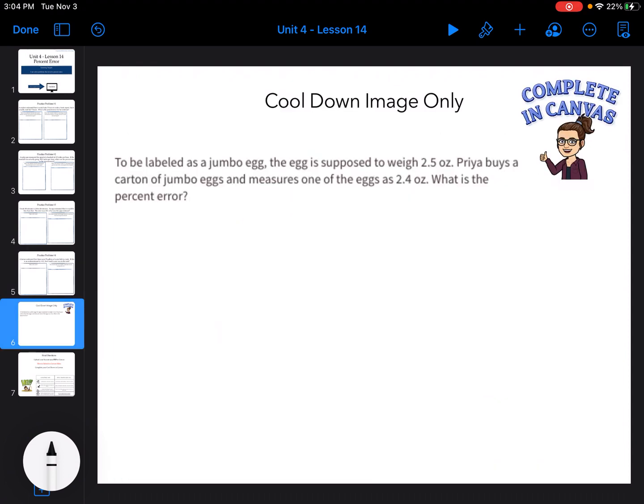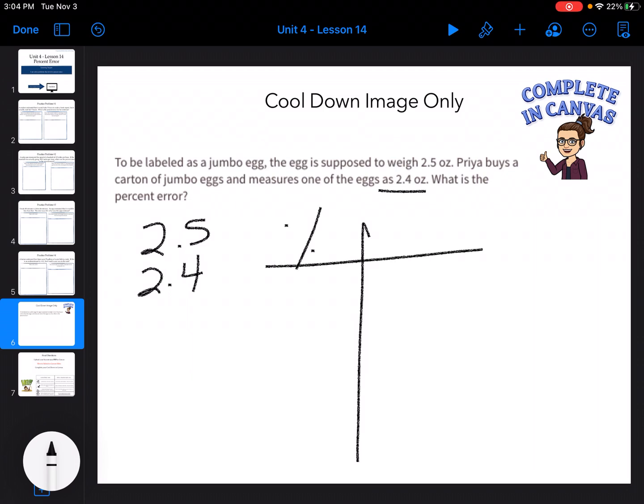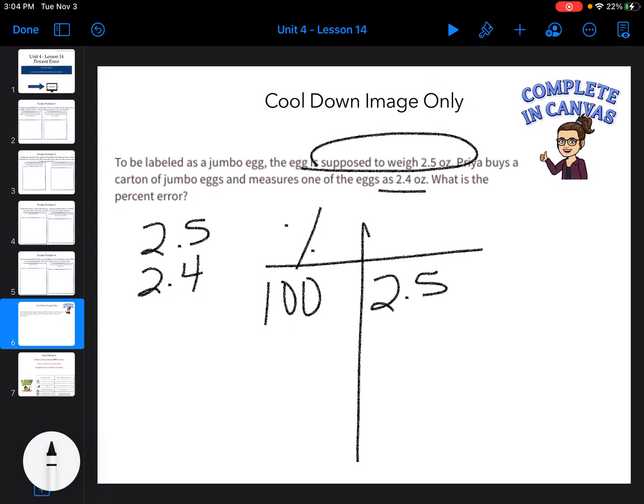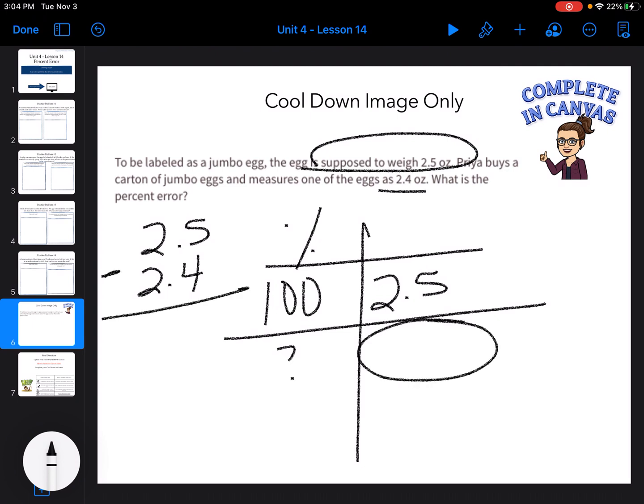All right, so then it says to be labeled as a jumbo egg, the egg is supposed to weigh 2.5 ounces. Priya buys a carton of jumbo eggs and measures one of the eggs at 2.4. What is the percent error? So remember, you want to find the difference first. You want to set up your table. And remember, your actual is always your 100. So your actual amount, or what it's supposed to be, I should say. So what is it supposed to be? And then you're trying to find what percent that is. And you want to find the difference here.